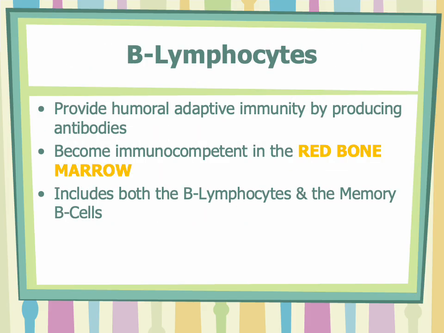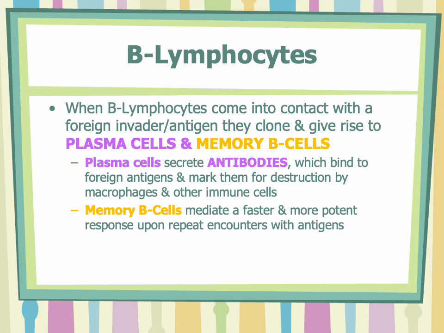Then we have the B lymphocytes. They're produced in the red bone marrow, hence the name B lymphocyte. And they include the plasma cells and the memory B cells. The plasma cells secrete the antibodies, which bind to the foreign antigens.